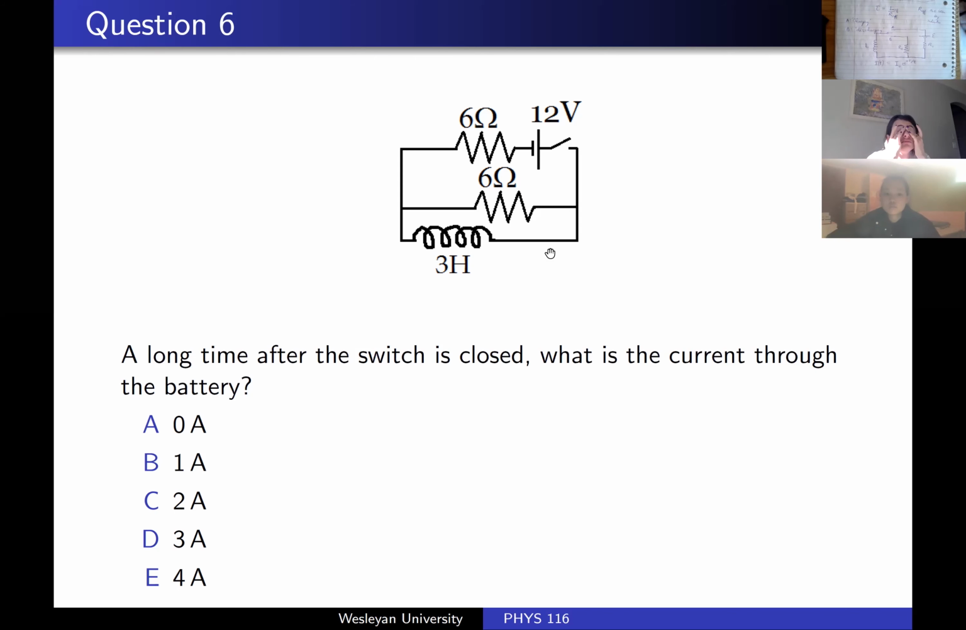So a long time afterward, we know that there aren't any sudden changes, so everything will be steady. There's no di/dt, and the inductor will just act like a plain wire. Since it acts like a plain wire, it's going to short circuit this 6 ohm resistor here. So the current will flow only through this outer loop. And so we have 12 volts and 6 ohms, so 2 amps is the current.